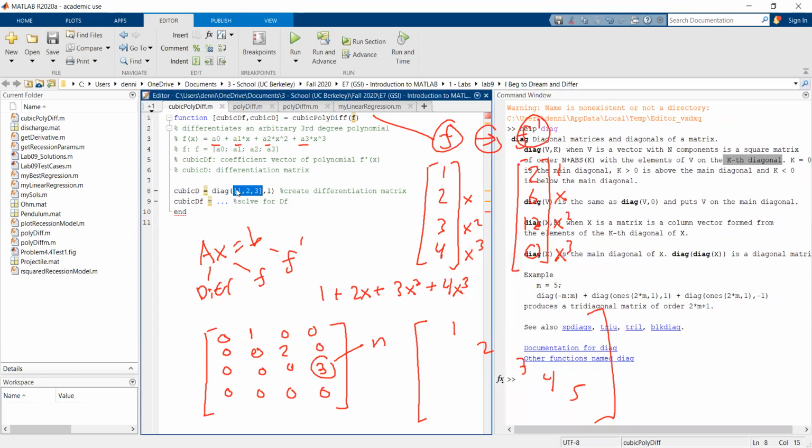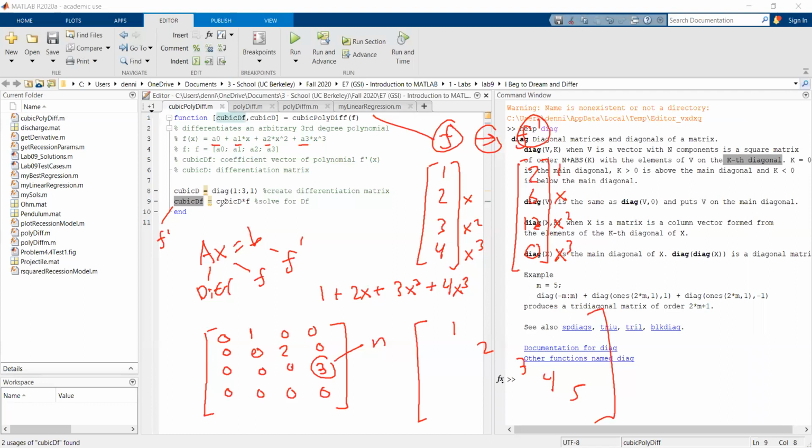Okay, let me just do the general case. 1:3, so that's the vector 1, 2, 3. And that's going to be this thing down here. And then for df, all we need to do there is cubic d times our f, whatever f we're given. So once again, a matrix times a vector equals a vector as well. So this is like the f prime we were talking about. Here's f prime, here is our differentiation, this is our f. Diff again.